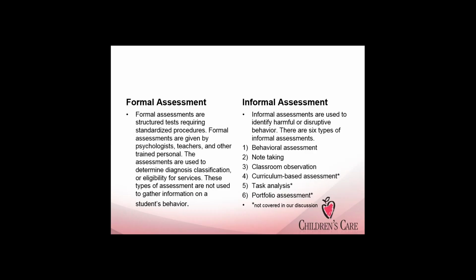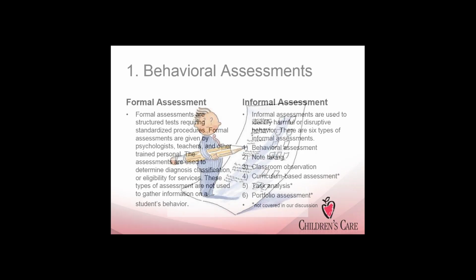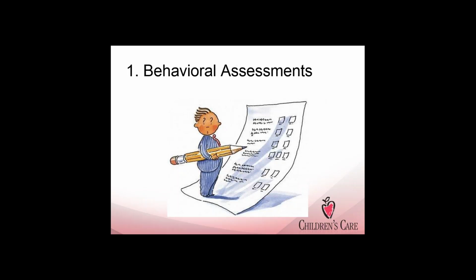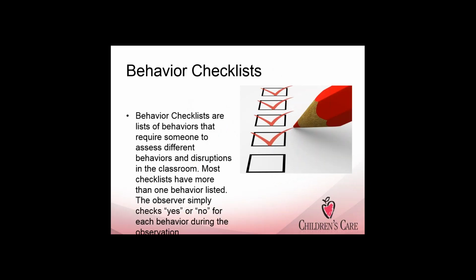Informal assessments are used to identify harmful or disruptive behavior. There are 6 types, but we're only going to talk about the first 3: the behavioral assessment, note-taking, and then classroom observation. So behavioral assessments. A behavior checklist. This is just a list of behaviors that require someone to assess different behaviors and disruptions in the classroom. Most of the checklists have more than one behavior listed, and you simply click yes or no if you see that behavior take place during the observation.